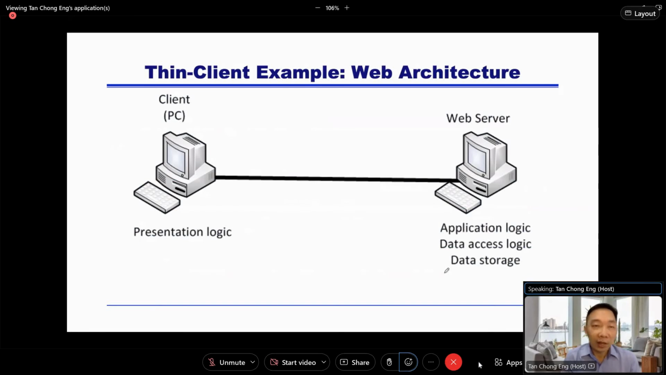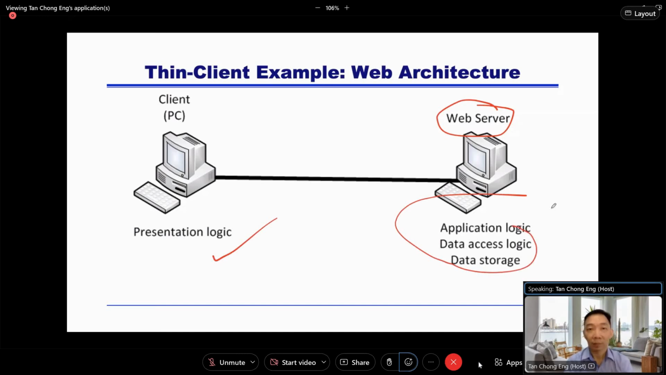All right, so this is an example of a thin client in a web architecture. Web architecture, your web server. I hope you know what a web server is. Your HTTP server is actually a web server. Okay, Unimas.my is powered by a web server as well. So you go to www.google.com. Google also has a web server. And then your computer is the client or the PC. So most of the time, under a thin client, your computer is only doing presentation logic and all the other logic is being done by the server.